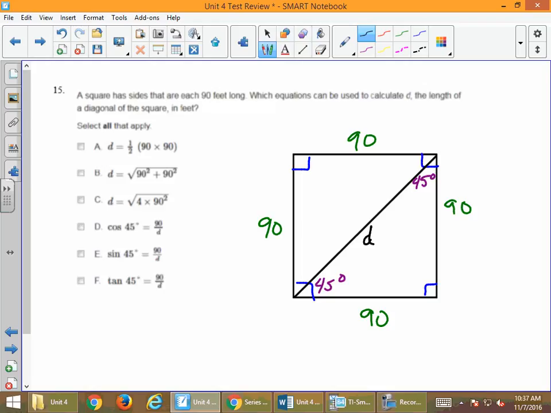And it said that diagonal was d. That's what we're trying to find. What do you notice here, though? What kind of triangle is this? This is a 45, 45, 90 right triangle. Well, to find the diagonal, what do we literally just have to write? It's 90.